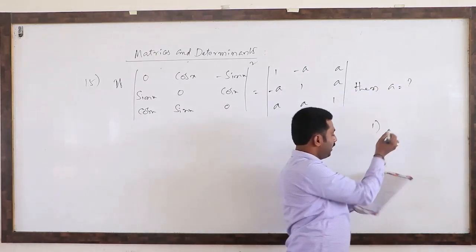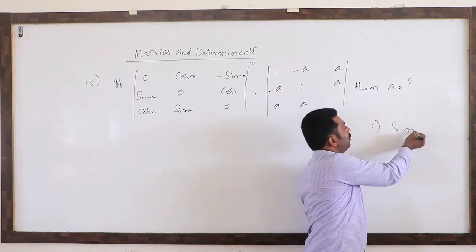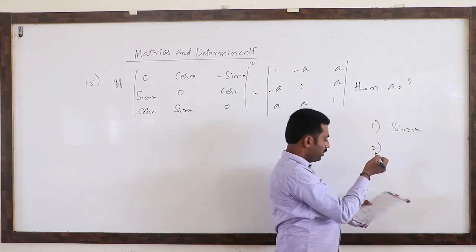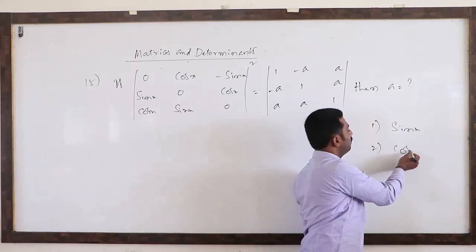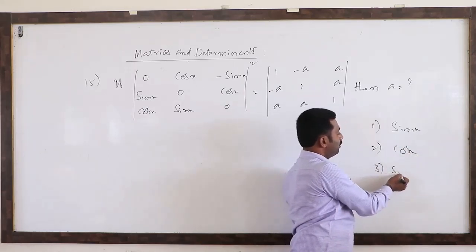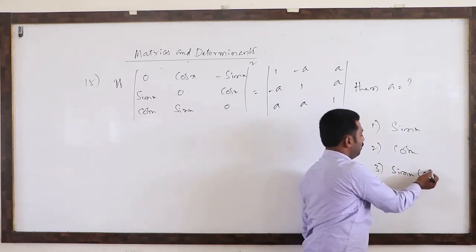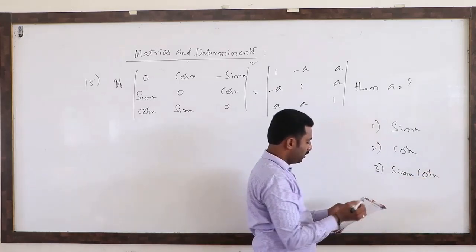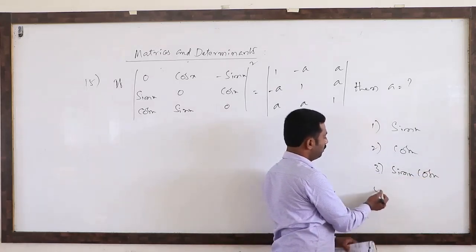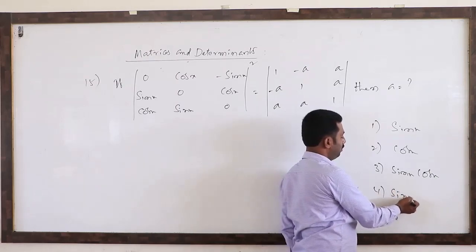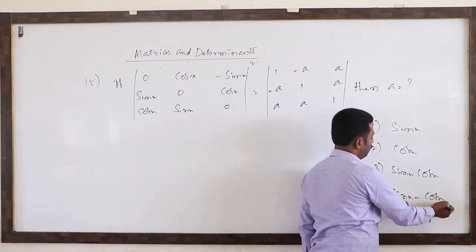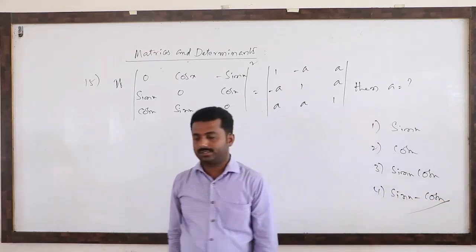First option sin x. Second option cos x. Third option sin x into cos x. Fourth option sin x minus cos x.